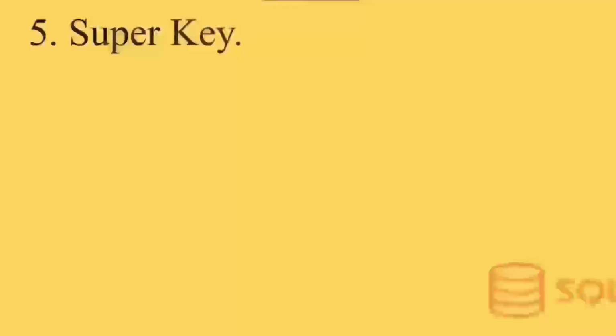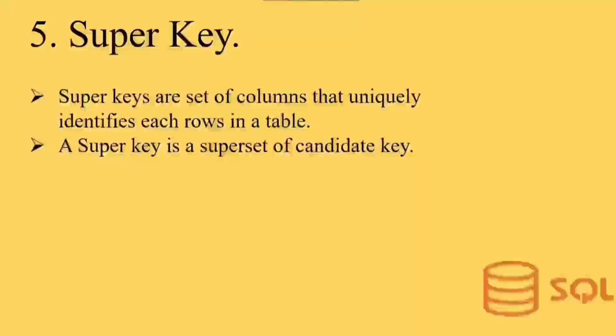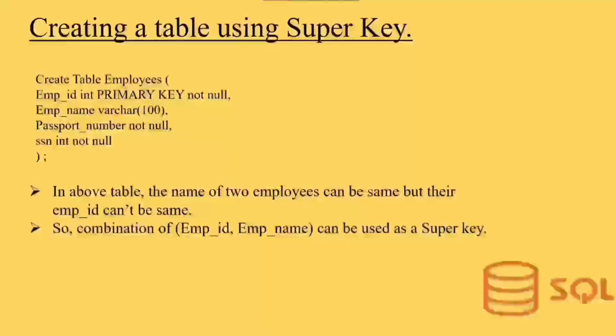Now we will be going through super key. So what are super keys? Super keys are a set of columns that uniquely identifies each row in a table, and a super key is a superset of candidate key. So let's see an example. Here you can see we are creating one employees table. The name of two employees can be the same, but their employee ID cannot be the same, right? So that's why employee ID is defined as primary key. So the combination of employee ID and employee name can be used as a super key, right? There can be the same employee name with different employee ID.